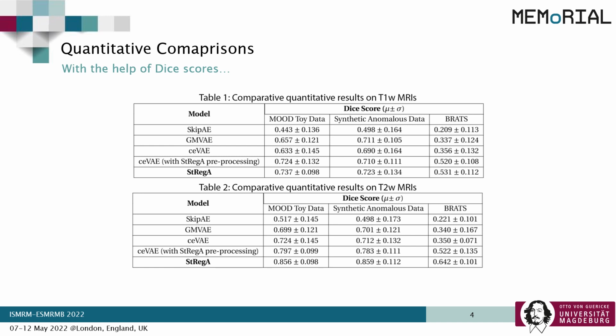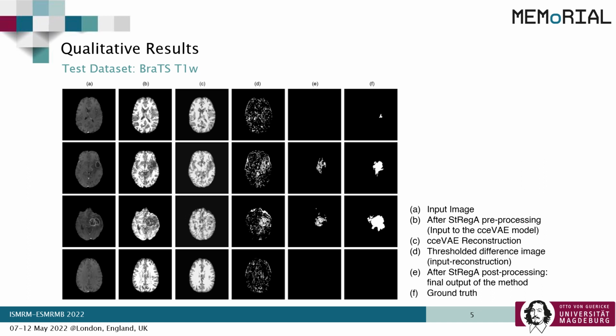Furthermore, it can be said that the pre-processing steps had a significant contribution to the success of StRegA, indicated by the results of ceVAE combined with the StRegA pre-processing. A final observation from these results is that the performance of all the models were better on T2 weighted dataset. Now let's have a look at the qualitative results.